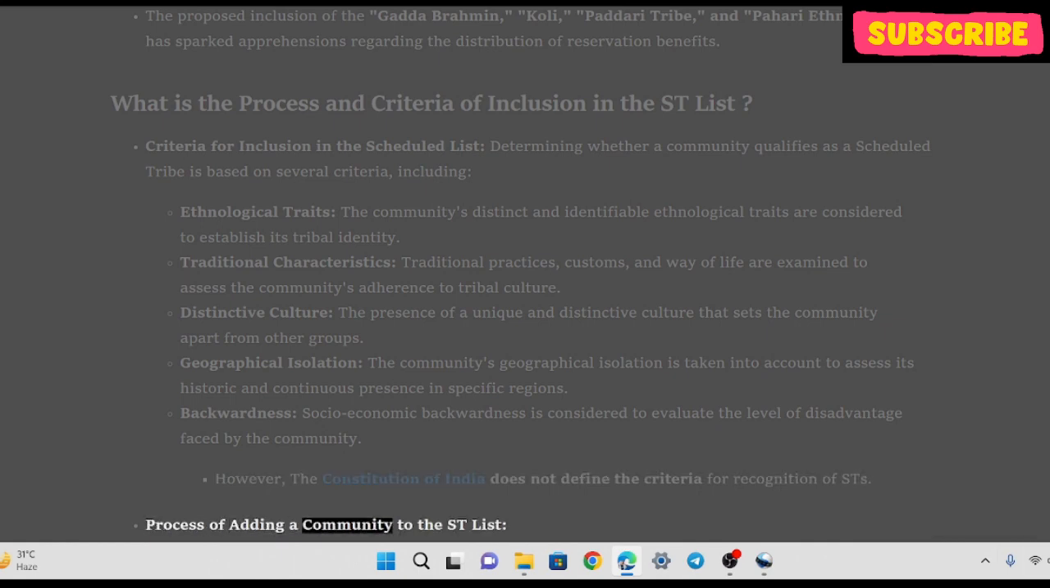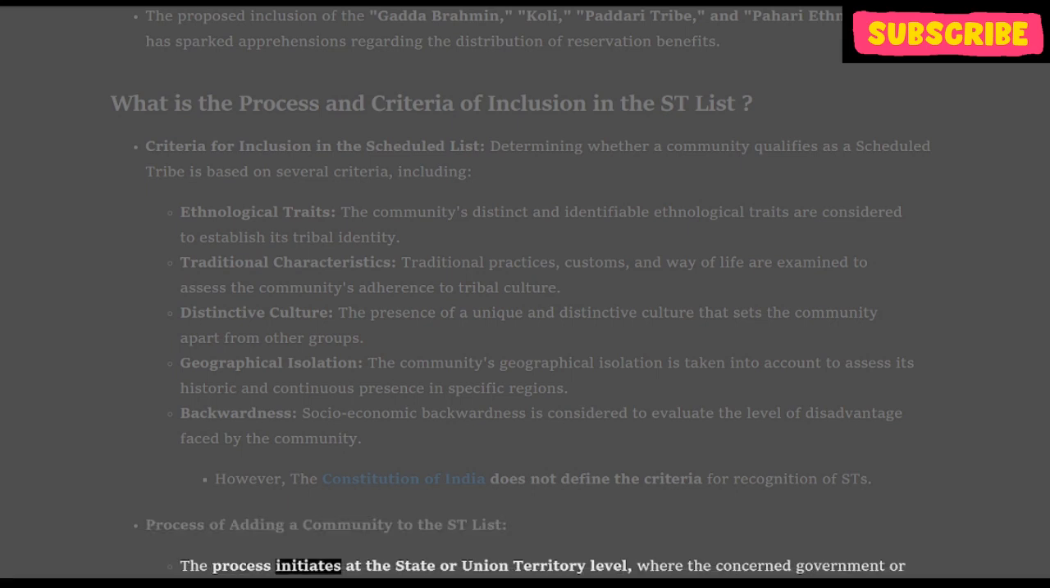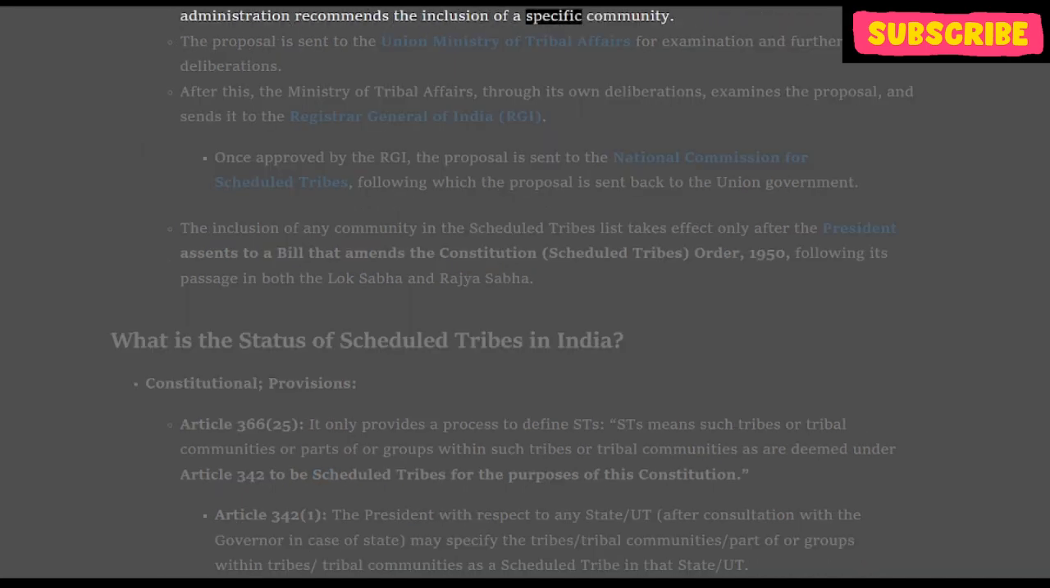Process of adding a community to the ST list. The process initiates at the state or union territory level, where the concerned government or administration recommends the inclusion of a specific community. The proposal is sent to the Union Ministry of Tribal Affairs for examination and further deliberations. After this, the Ministry of Tribal Affairs, through its own deliberations, examines the proposal and sends it to the Registrar General of India (RGI).